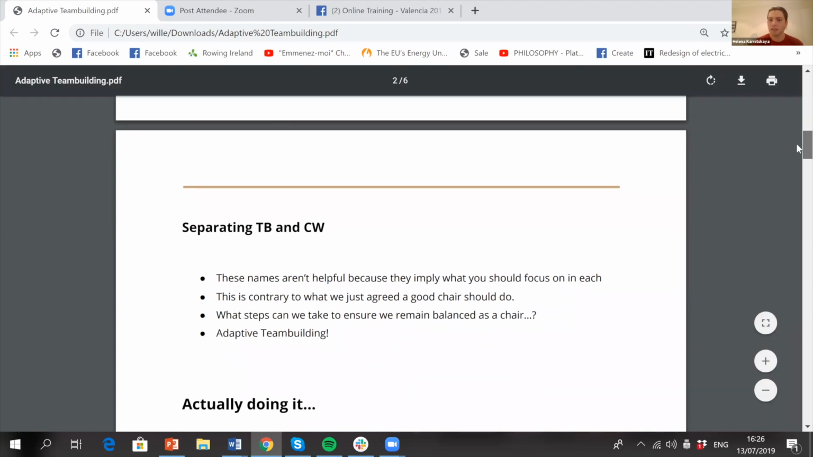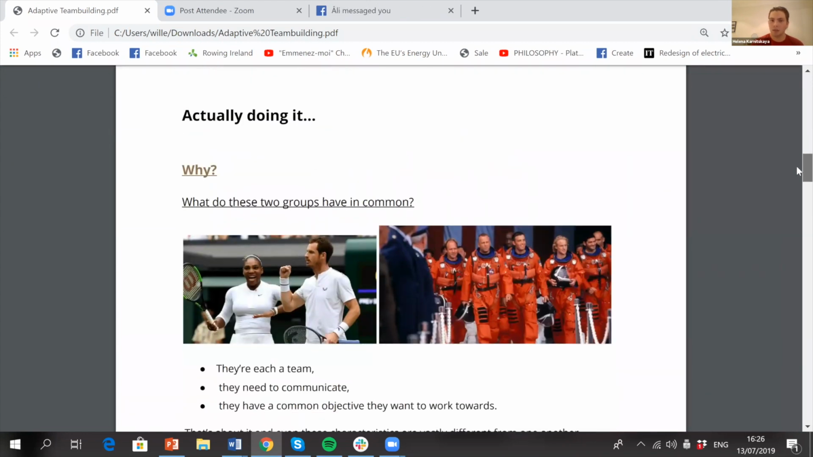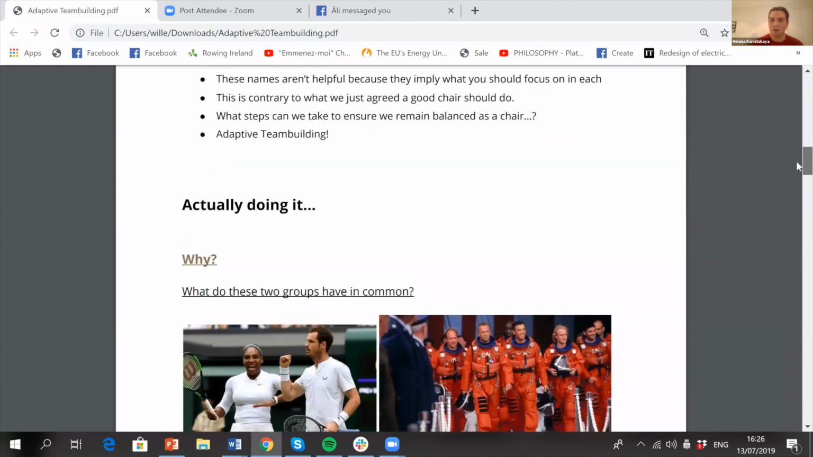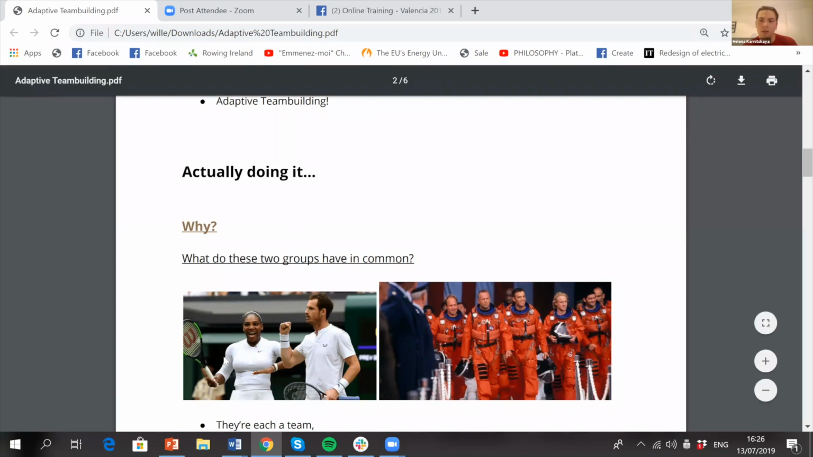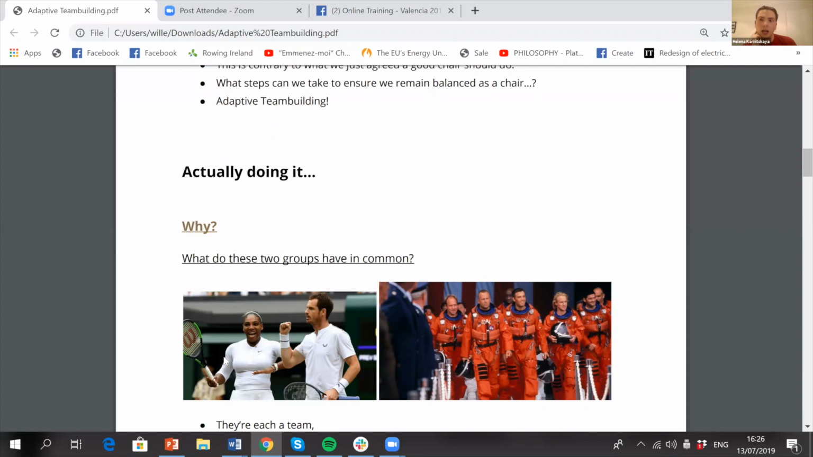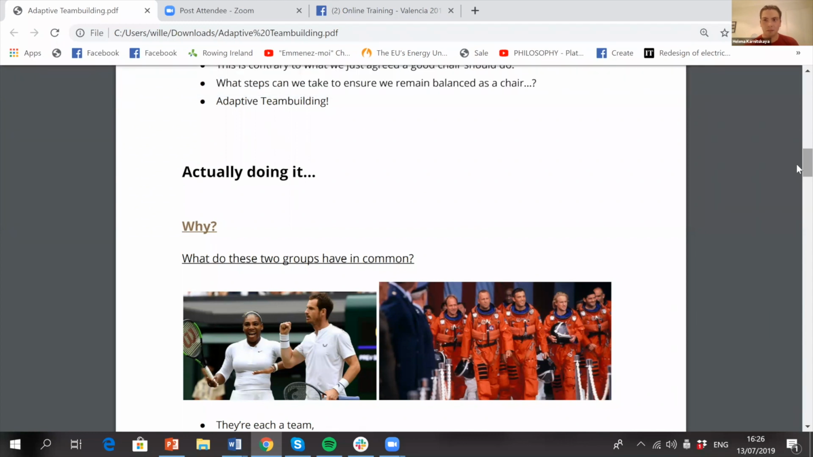And I think a really good way of doing it is adaptive team building. So actually doing it, I think this is a really good example. Below we have a photo of, if you've been following Wimbledon recently, Andy Murray and Serena Williams, who have teamed up in the doubles for the competition. And then on the right, I don't know if anyone's seen the film Armageddon, in which a bunch of oil drillers are decided to go up into space and destroy an asteroid. So yeah, that's basically the plot of the film. Why it's not astronauts that learn to oil drill is another point entirely. But aside from that, those are the two examples.